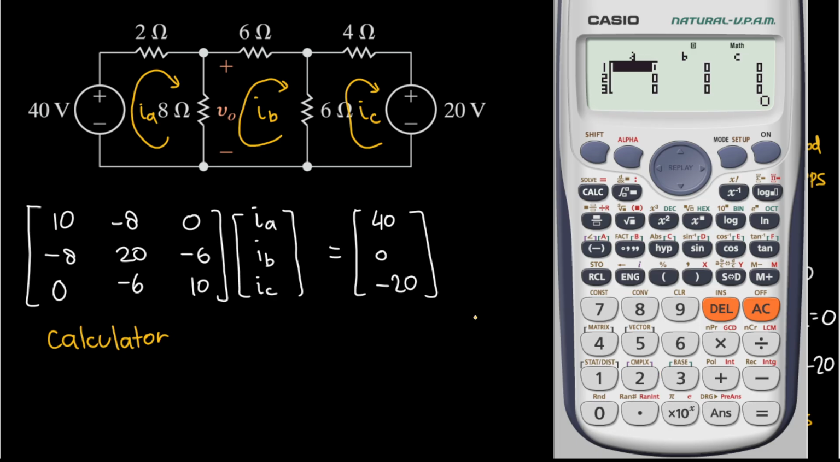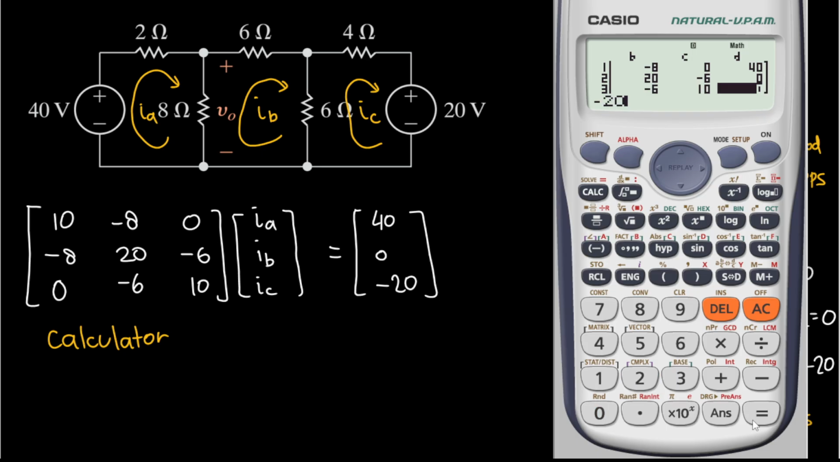Good. And then we just plug in each row here. So we'll have 10, and then minus 8, and then 0. And the result will be 40. Good. And then this one will be minus 8, and then 20, and then minus 6, and then 0. Good. And now we will have 0, and then minus 6, and then 10, and then minus 20.